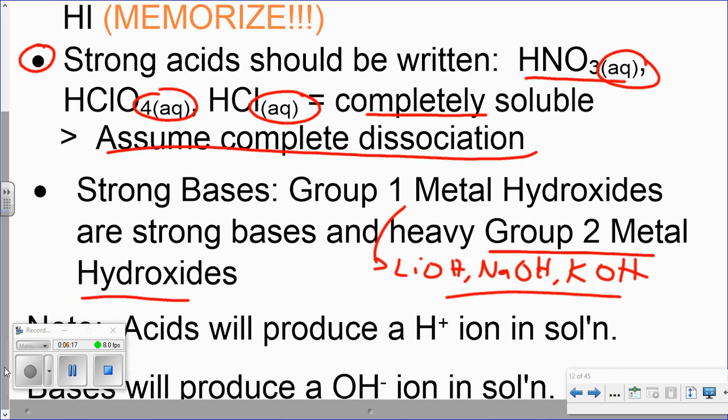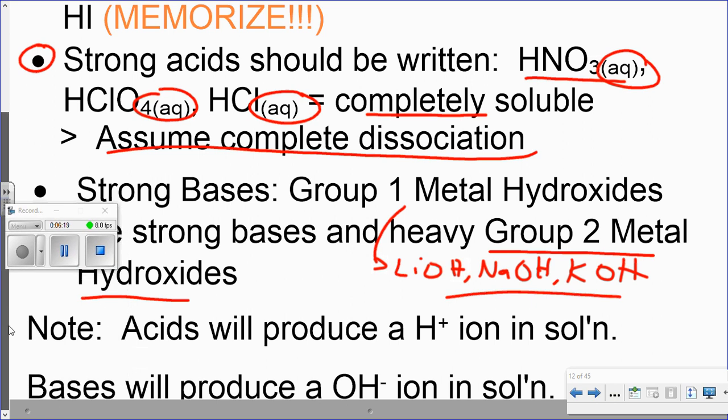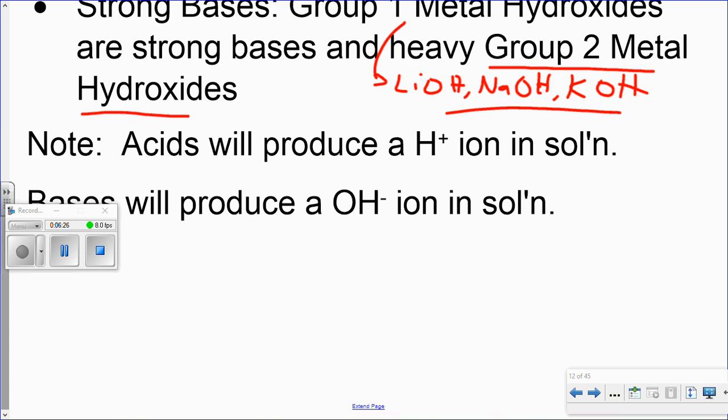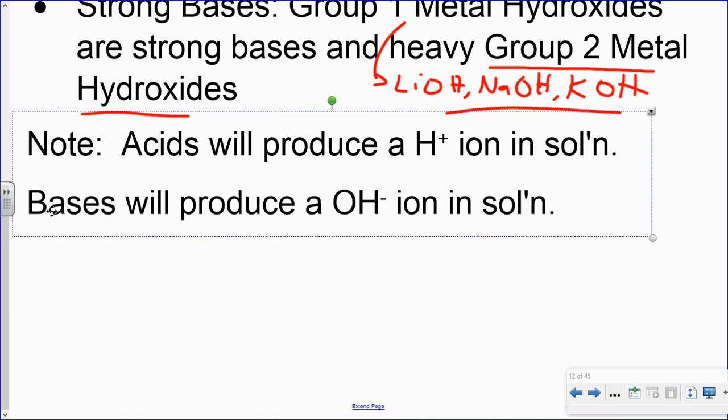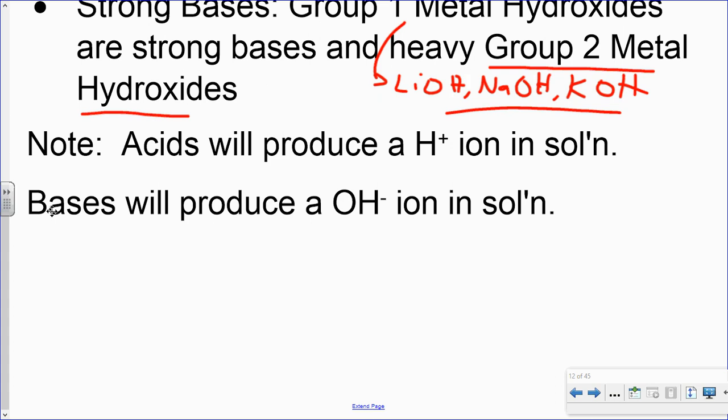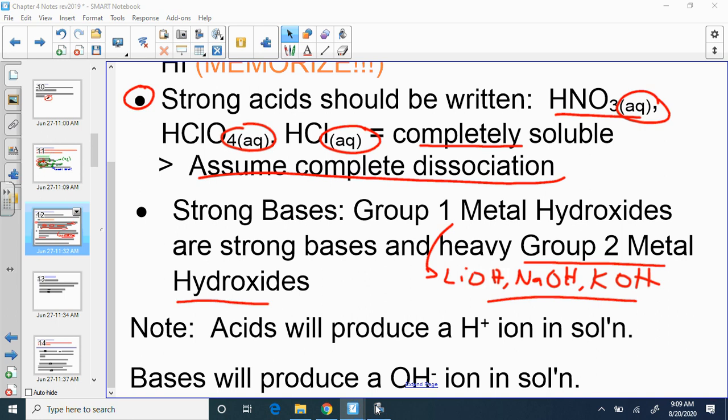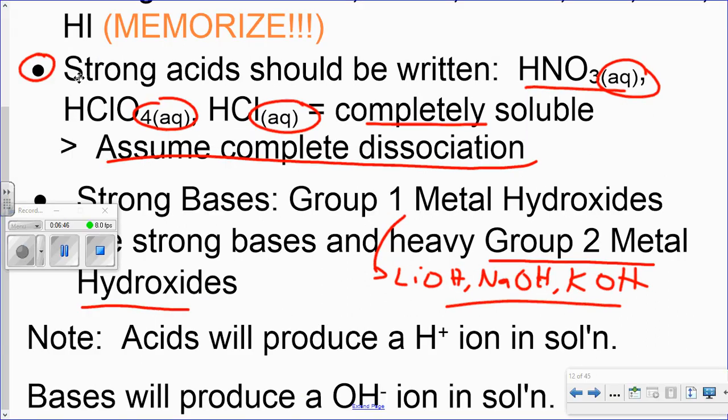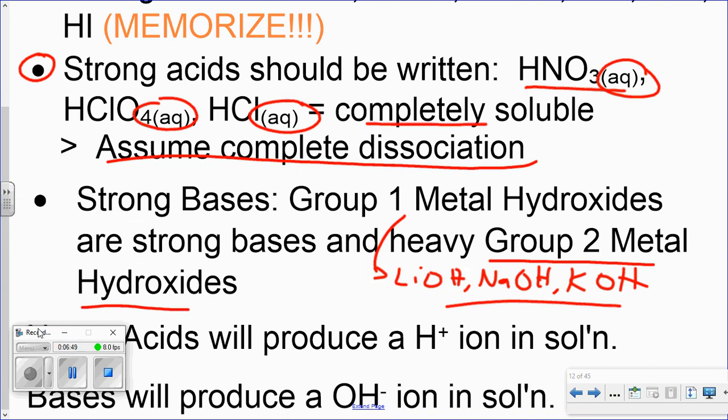Okay? Now, let me move this up here. Real quick, note, acids will produce H plus in solution, bases produce OH minus in solution. That's just a quick example, make sure you guys know what's going on there. Okay? All right, I just got rid of something, so I've got to get that back. Here we go. Okay, so moving on, I think I have one more slide for strong electrolytes.